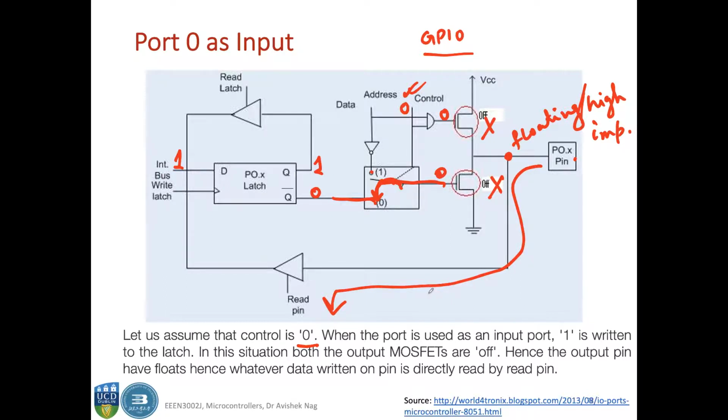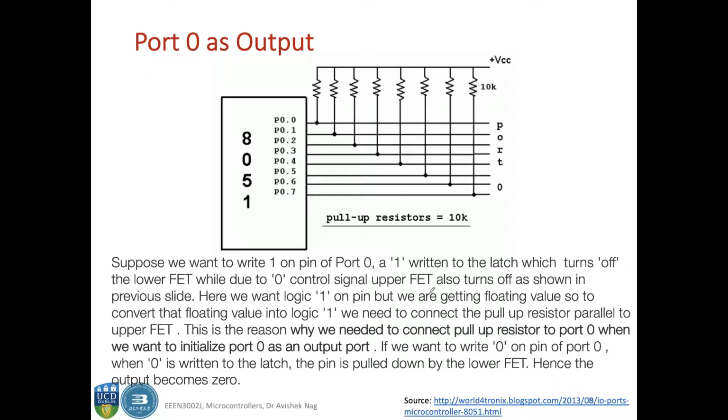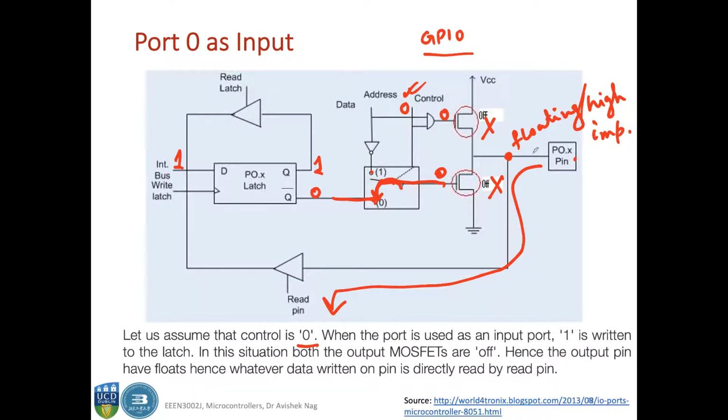And usually if you put a 0 here, then that 0 can be easily read, okay. But if you put a 1 here, because of this floating and high impedance state of this pin, that 1 cannot be properly read, okay. So there has to be some means to pull up this point with some external resistance to VCC for reading a 1, okay.